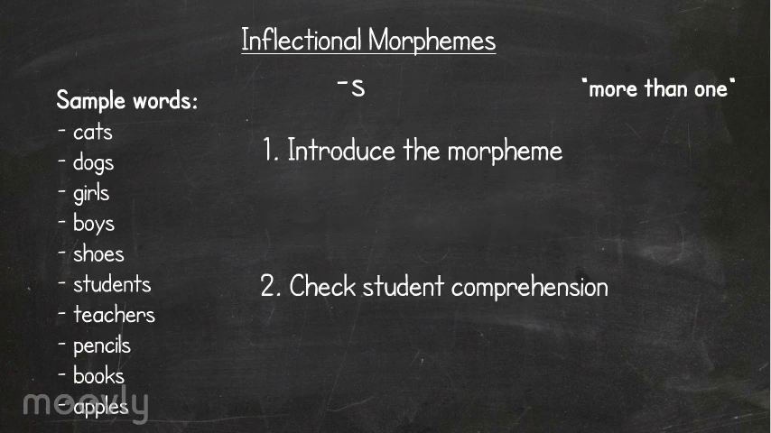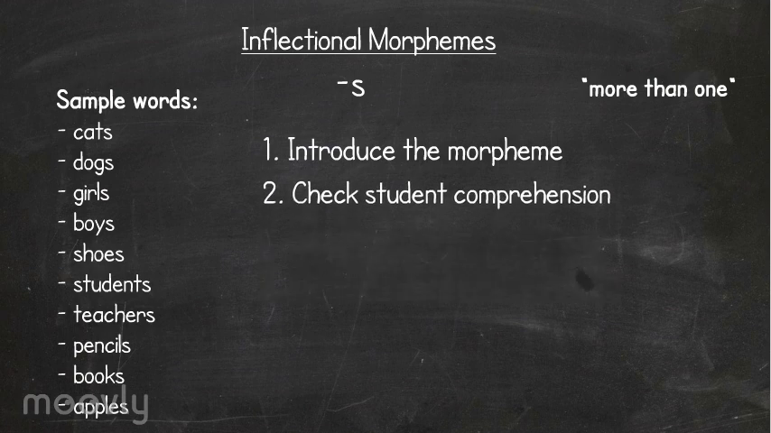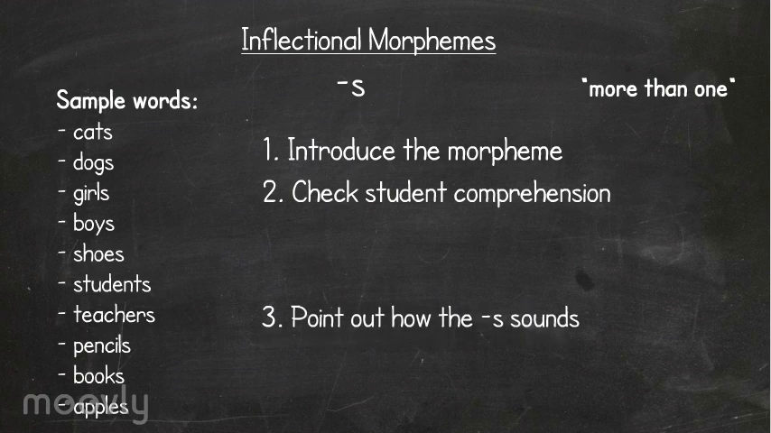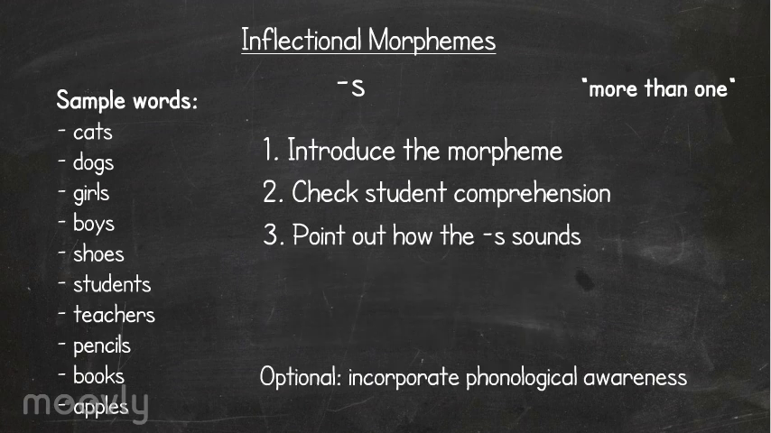Check student comprehension. Ask them, what does it mean when we add S to cat? Or, what's the difference between book and books? Point out that sometimes the S ending sounds like S, and sometimes it sounds like Z, as in cats versus dogs. You can also incorporate phonological awareness into the activity. Have children guess the word you're saying by its segmented parts. For example, say, I'm going to give you 2 parts of a word and you have to guess what I'm saying. Cat. Good, the word is cats.